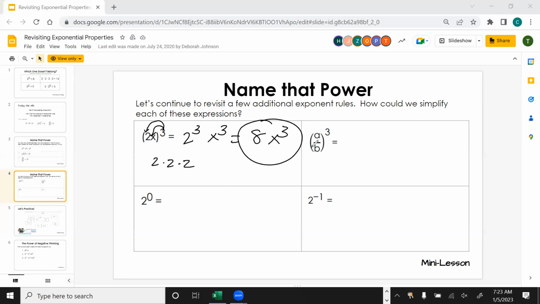We're going to do the same thing on this next problem. We're going to take that third power, okay, and we're going to raise both of these things to it. We're going to say a to the 3rd power, b to the 3rd power. So if it has parentheses, you're going to take whatever the exponent is and share it to everything inside the parentheses.